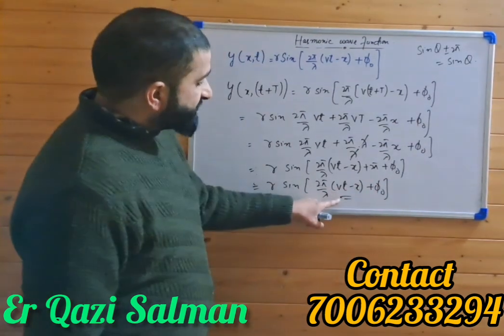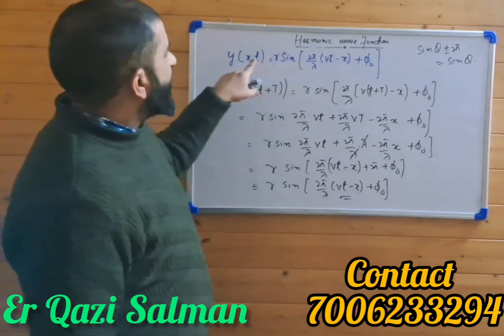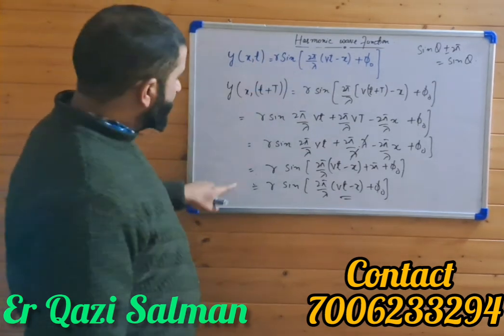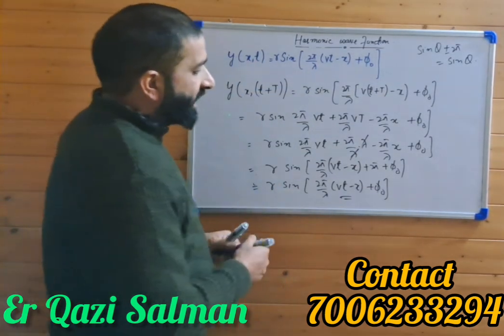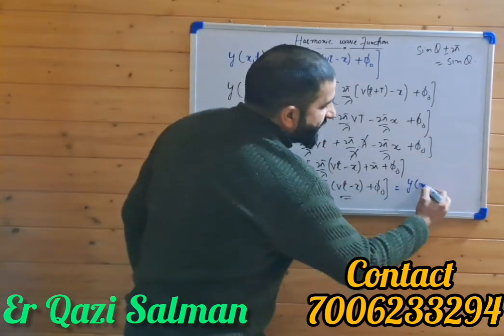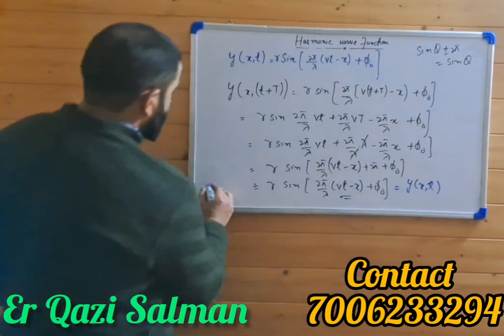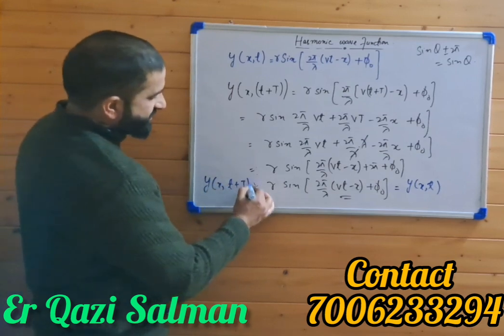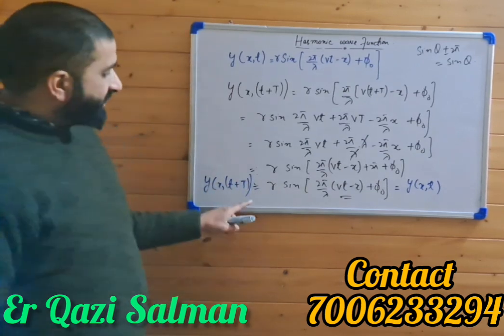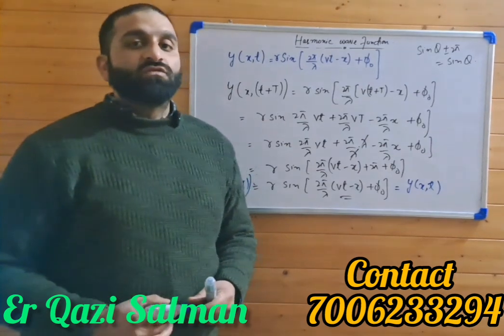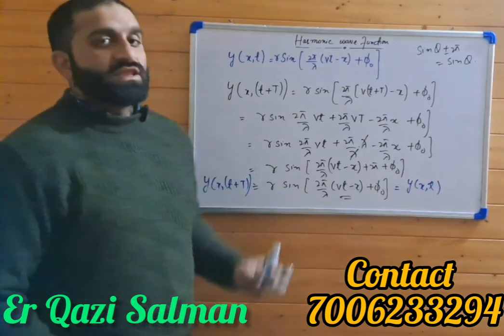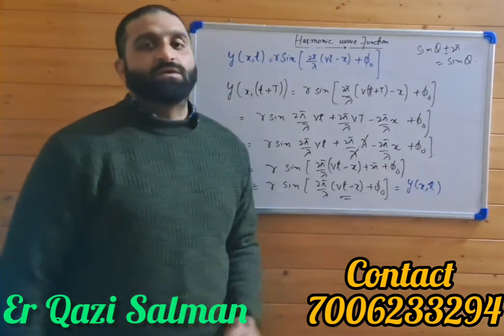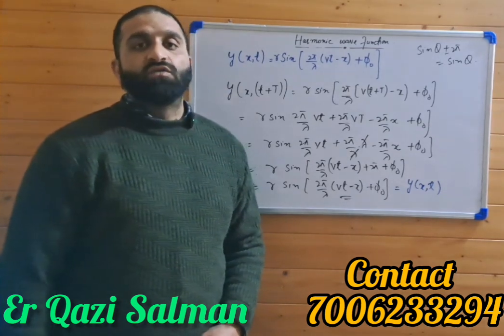Look closely, this function is equal to y of x comma t. So here we can show that y of x comma t plus T is equal to y of x comma t. That means after a time interval of one full cycle, that is capital T, the function is the same y of x comma t. So it is a periodic function.